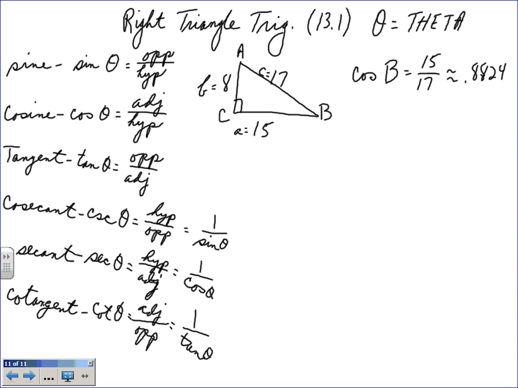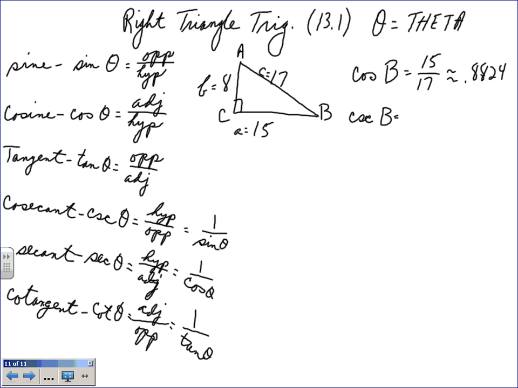So it says give the exact answer, which is the exact value, which is 15 over 7, and then a value rounded to the nearest 10 thousandth, 0.8824. Easy enough, right? And so what is cosecant of angle B?